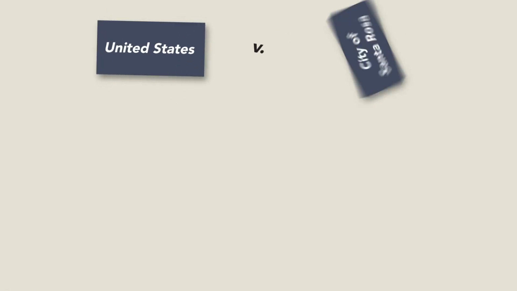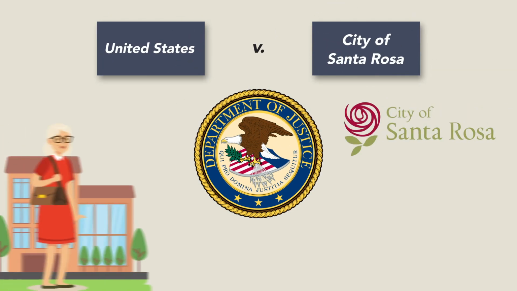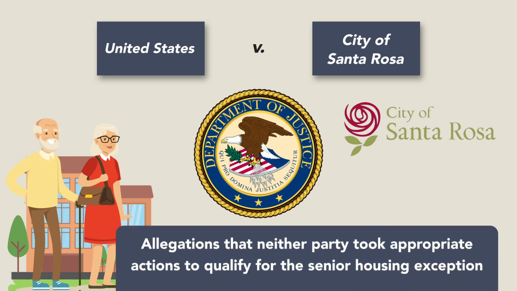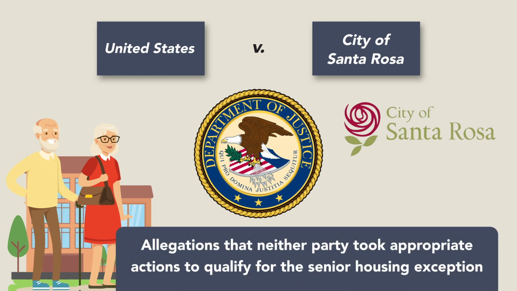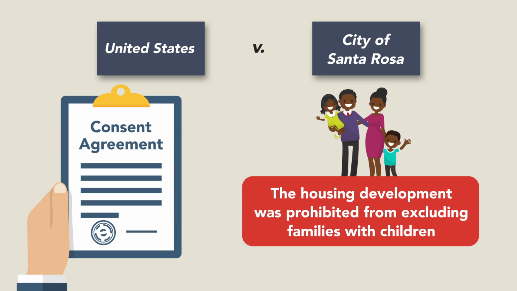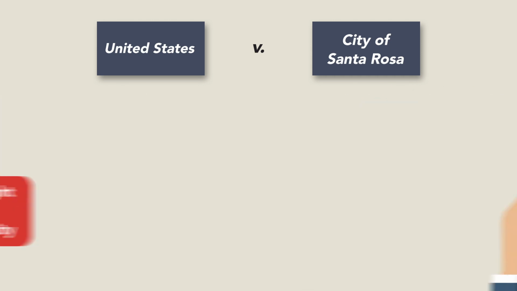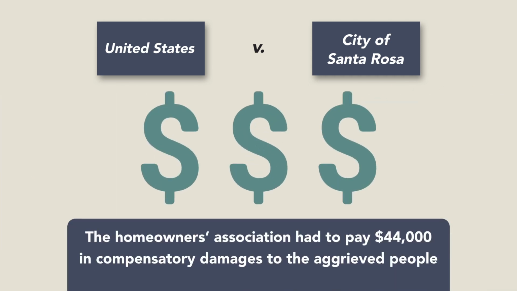In United States v. City of Santa Rosa, the Department of Justice reached a consent agreement with the city and a housing development for seniors based on allegations that neither party took appropriate actions to adequately qualify for the senior housing exception to the FHA. Under the consent agreement, the housing development was prohibited from excluding families with children from the development unless it properly sought certification as an age-restricted community for people 55 years or older and conformed to the FHA. In addition, the Homeowners Association had to pay $44,000 in compensatory damages to the aggrieved people.